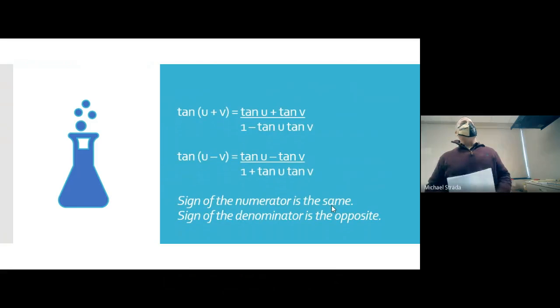And then the last batch: tangent of u plus v equals tangent u plus tangent v over 1 minus tangent u tangent v. Tangent of u minus v is tangent u minus tangent v over 1 plus tangent u tangent v. The sign of the numerators is the same. The sign of the denominators is the opposite.